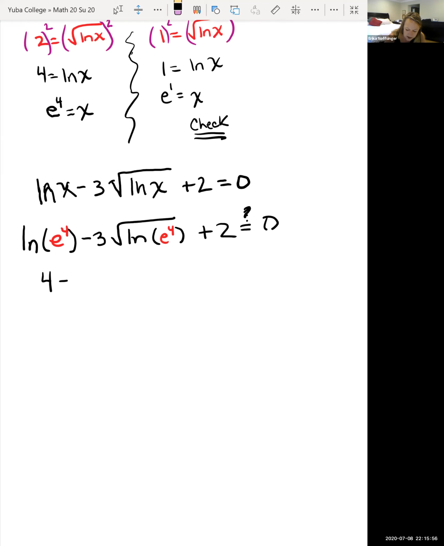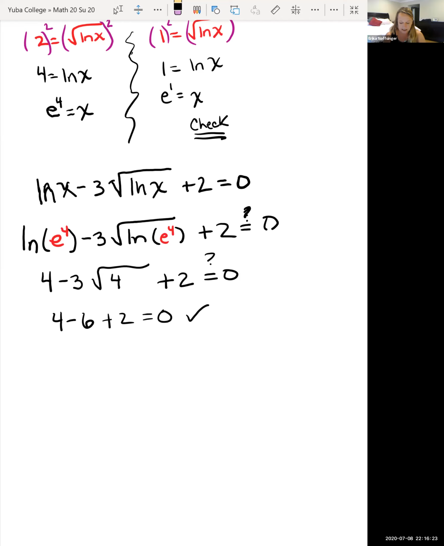So it's 4 minus 3 square root. Again, natural log of e to the 4th is 4, square root of 4, and then plus a 2 out here. Is this truly equal to 0? So 4 minus, well, square root of 4 is 2. 2 times 3 is 6. So 4 minus 6 plus 2, is that equal to 0? And it is. So e to the 4th works.